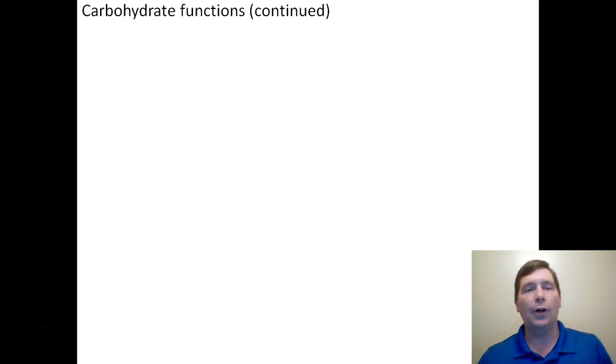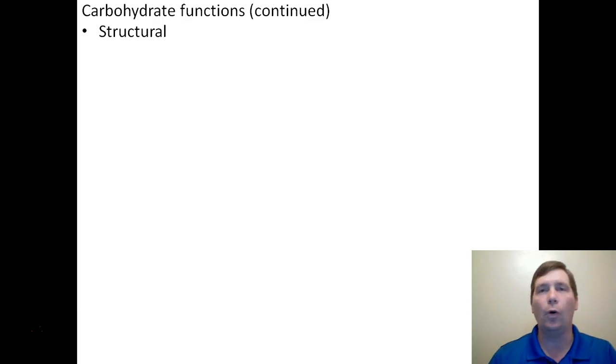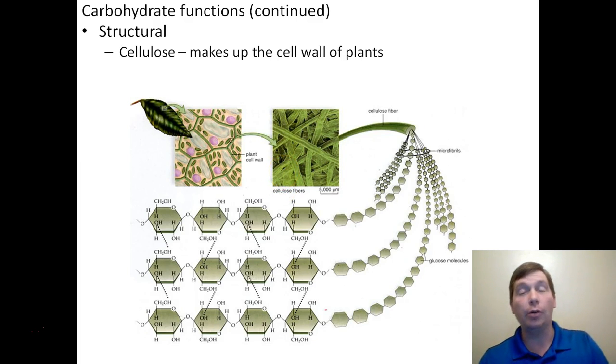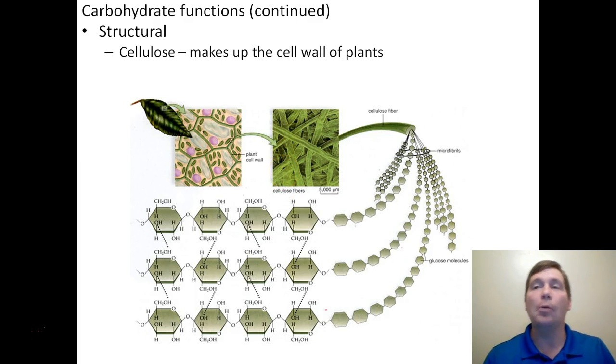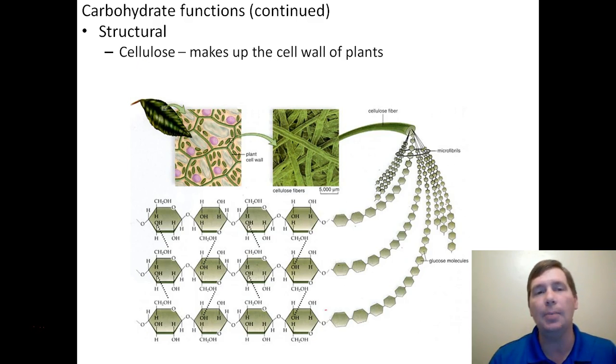Now the other function of carbohydrate that's a very important one is it's used for structure, for holding things together. And plants are a great example of this. Plants use sugar, carbohydrate, to hold themselves together. Plants make something called cellulose. And if you want to touch cellulose, just touch paper sometime or touch wood. Wood is made out of cellulose. Now what's cellulose? It's a sugar.